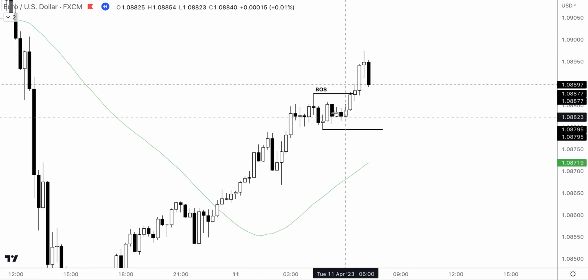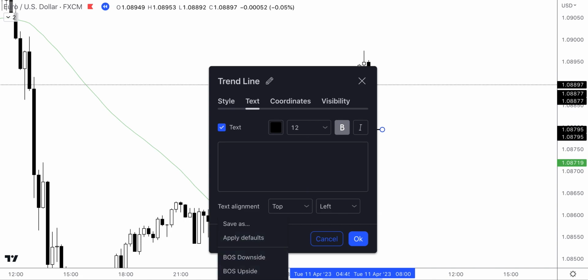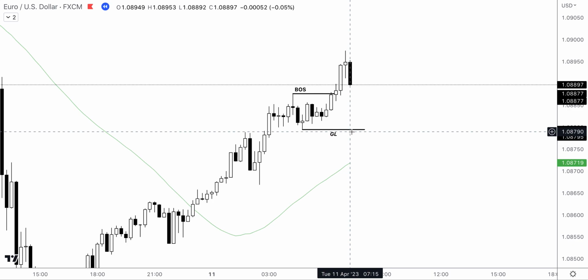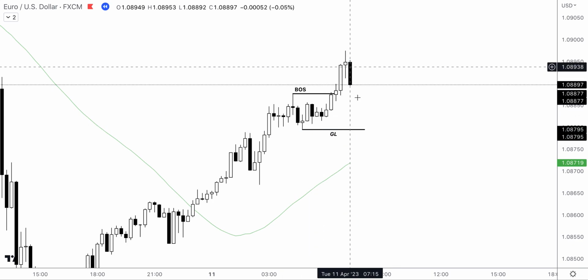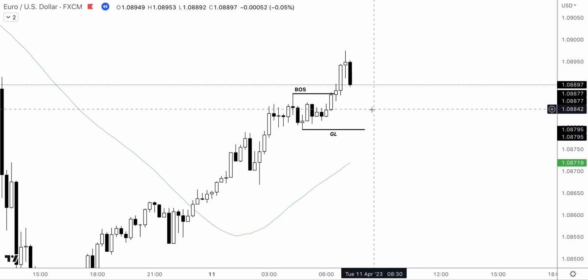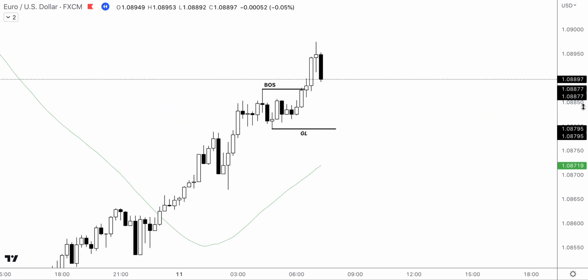Let's just mark on our guarded low. Guarded low here. We do not want to see this guarded low broken. We don't want to see any candle closes below here. That would invalidate our long bias. So any closes below here, we're not interested in longs anymore.